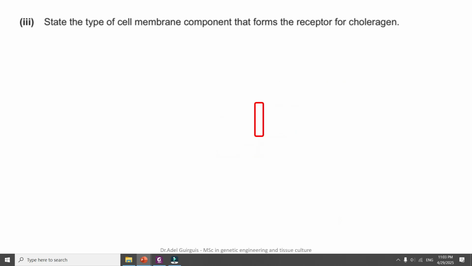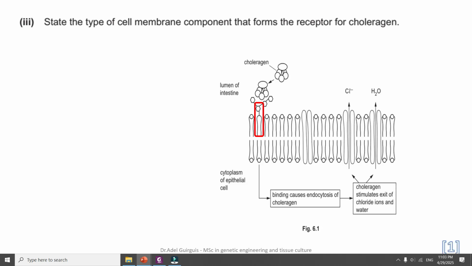Now look, state the type of cell membrane component that forms the receptor for choleragen. Look at the receptor here, this part. What is its name? What's the chemical name of this component? Glyco means carbohydrate part joined with protein, so this is called a glycoprotein receptor.